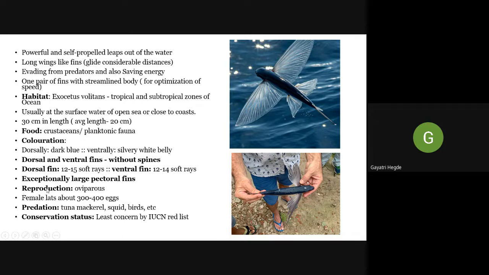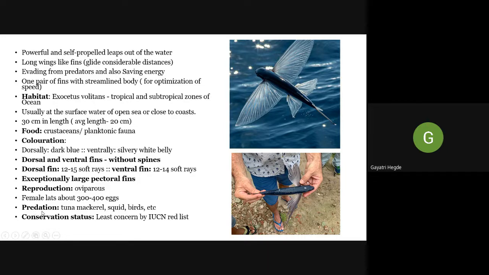Now, what about reproduction? Fertilization is external, so this will be an oviparous fish. Okay. The female lays about 300 to 400 eggs in open water. It is actually a very common fish. According to IUCN, the conservation status given to this fish is least concern. You can imagine, if one female lays about 300 to 400 eggs, the population of this flying fish is not at all threatened.